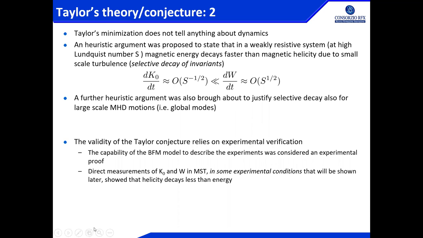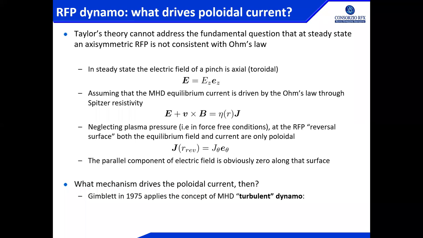But still, it is a heuristic argument, because the point is that Taylor had in mind micro turbulence, so small scale, while we will see later on that most of the RFP dynamics can be explained in terms of global modes. So they are not cascades, they are not going from big scale to small scale. Still, some of the arguments are applicable, but there is still some debate.